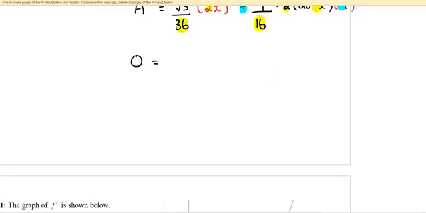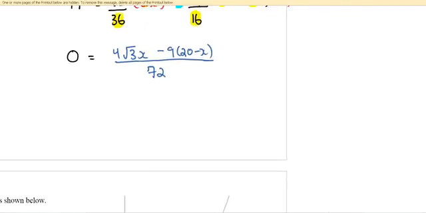I have a common denominator now of 72, and my numerator was 4 root 3x minus 9 times 20 minus x. Okay, so I'm just putting everything under one common denominator now. And then what we can do next is distribute this negative 9 onwards. So if I continue on with this, this is going to be a lot of algebra here. But that's what calculus is. It's a bunch of algebra here.